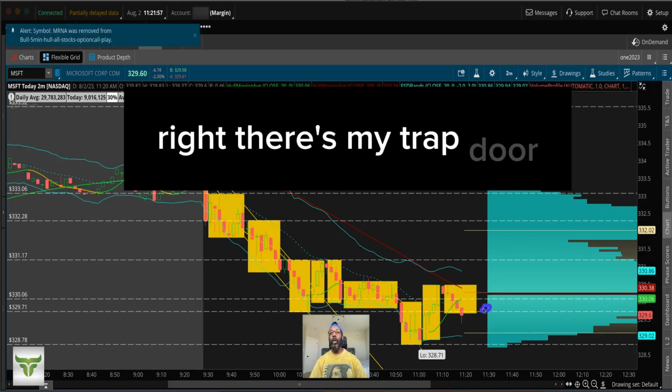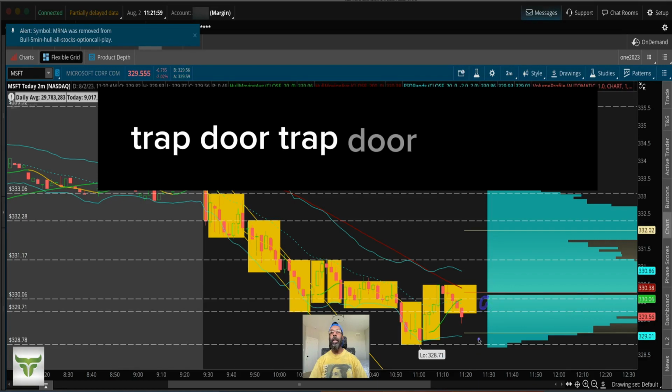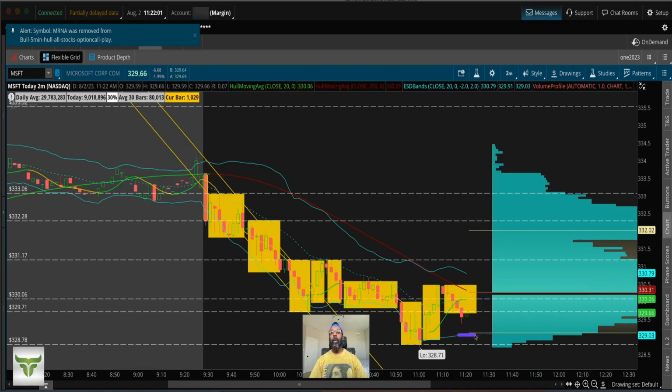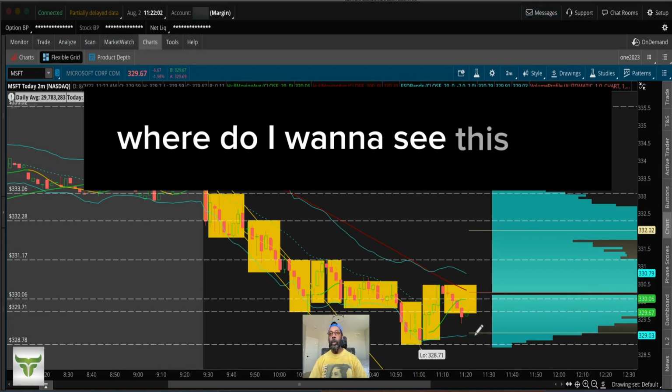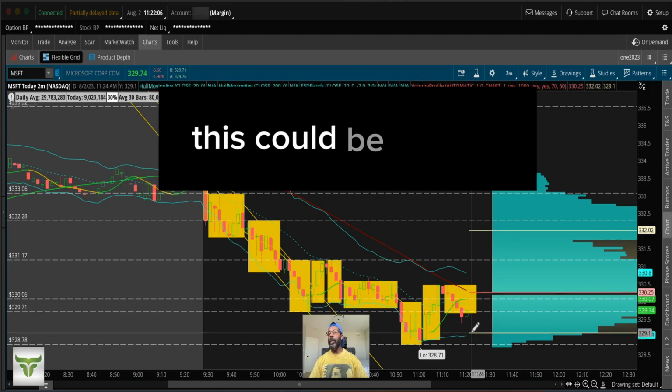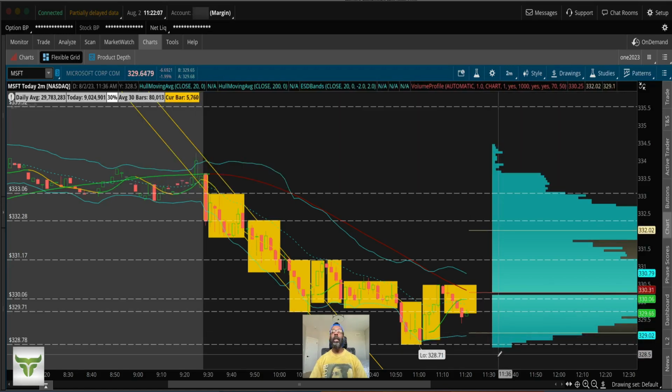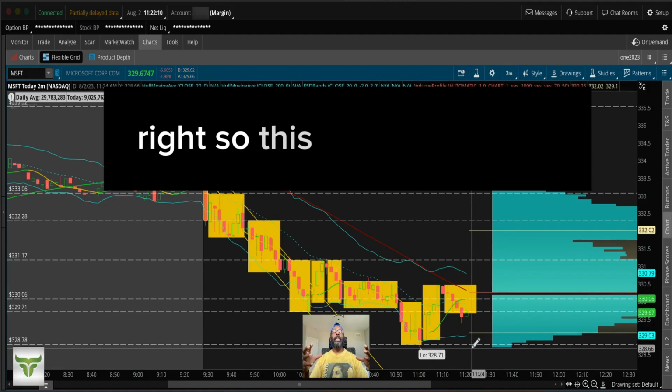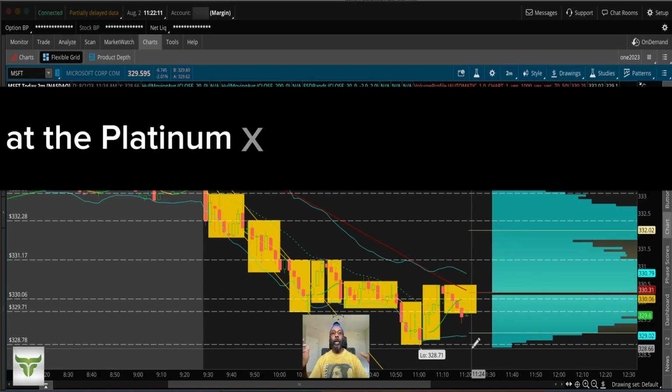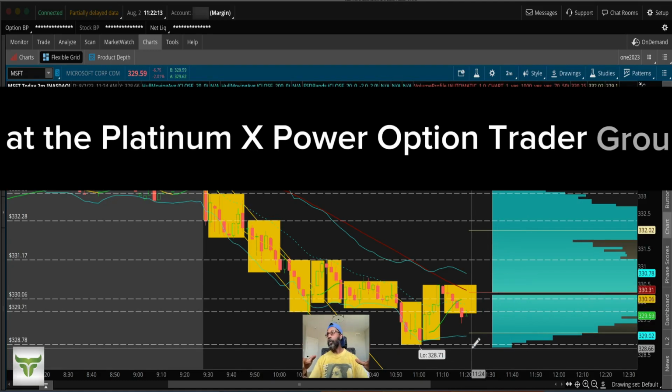There's my trap door. Trap door, trap door, trap door. Where do I want to see this? Well, this could be 329.10, right? So this is how we trade at the Platinum X Power Option Trader group.